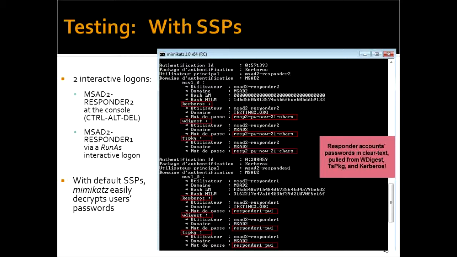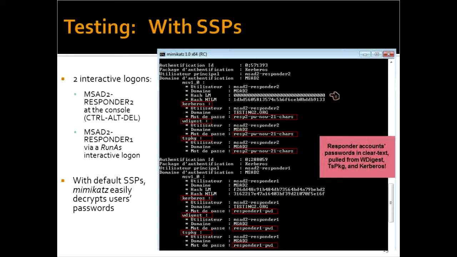Now on the top right, I actually have my password set to this long string of characters, 21 characters long, which as you'll notice actually caused the LM hash to be zeroed out because it's more than 15 characters. So it's actually a pretty strong password.